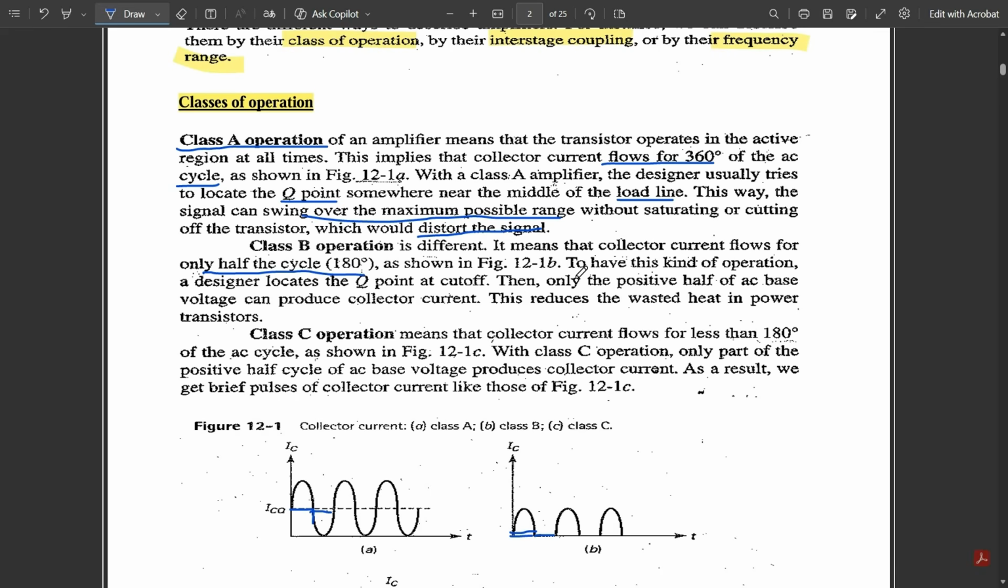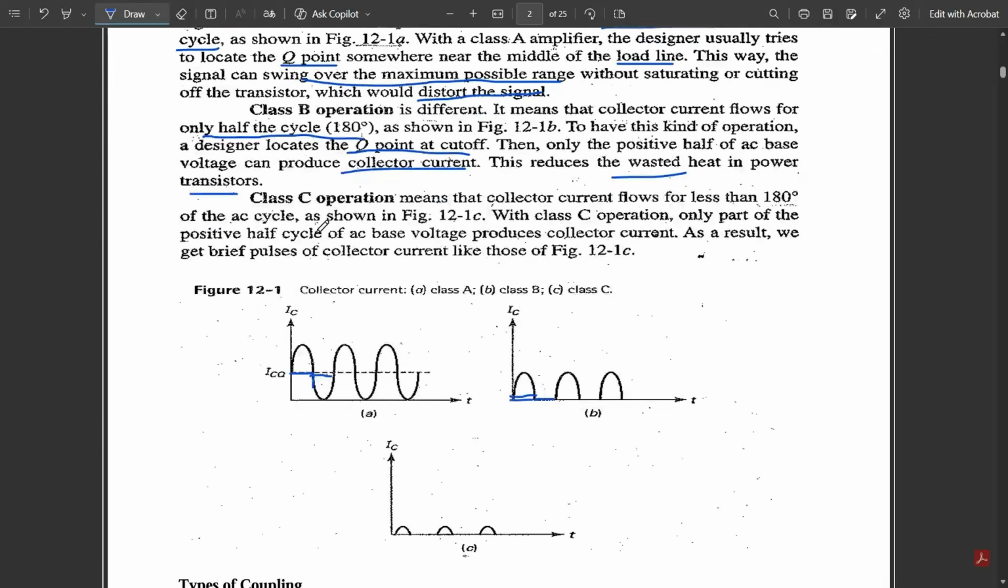To have this kind of operation, a designer locates the Q point at the cutoff region, so that only the positive half cycle of the AC base voltage can produce the collector current. This reduces the wasted heat and power in the transistors. So this is class B operation. Now the definition of class C.